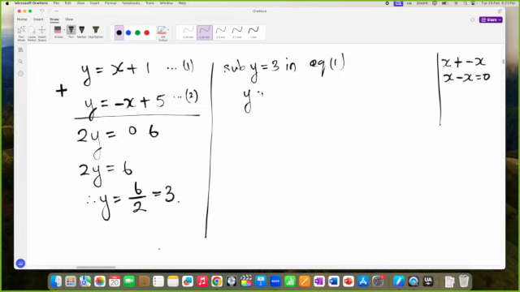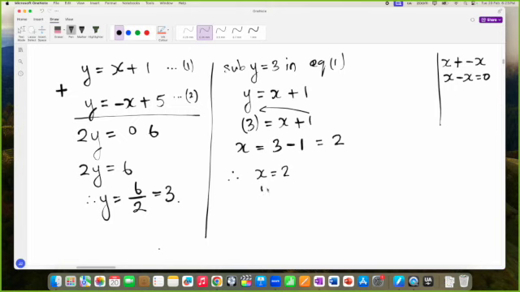Equation 1 is y is equal to x plus 1. So I will put 3. Y is 3, right? Is equal to x plus 1. You throw the 1 across, you'll get x is equal to 3 minus 1, which is 2. Therefore, x is 2, y is 3.